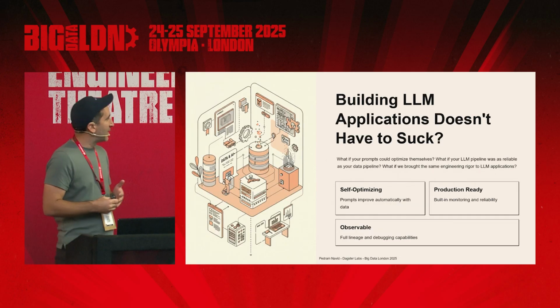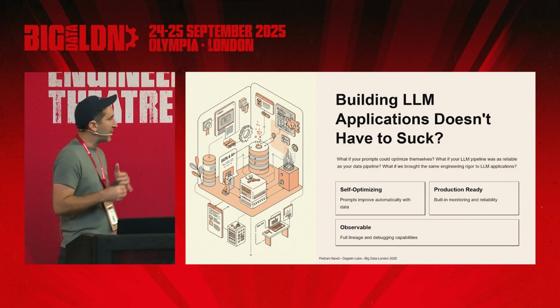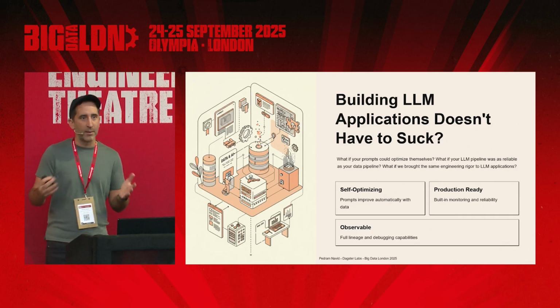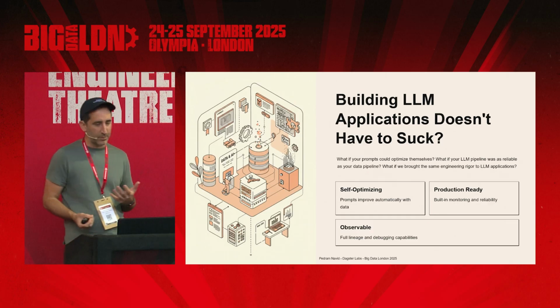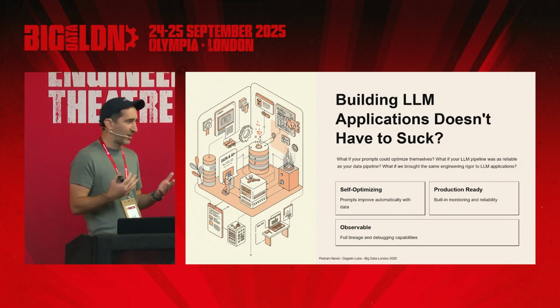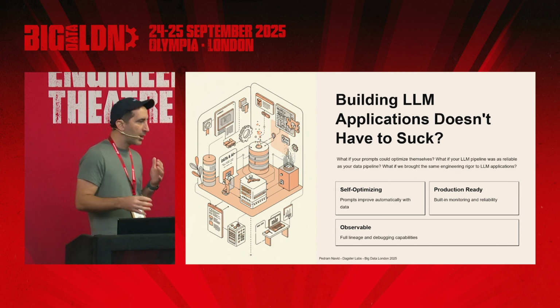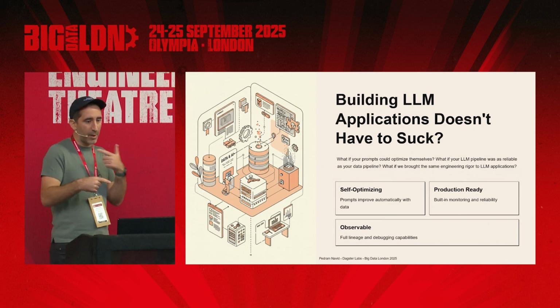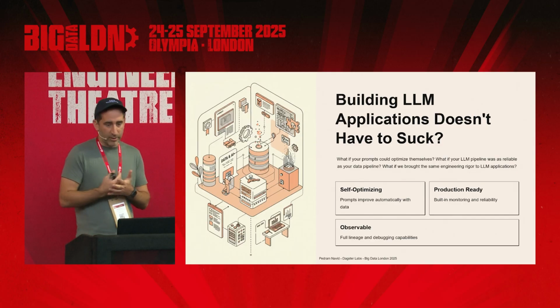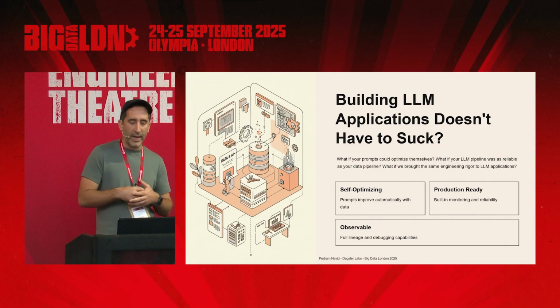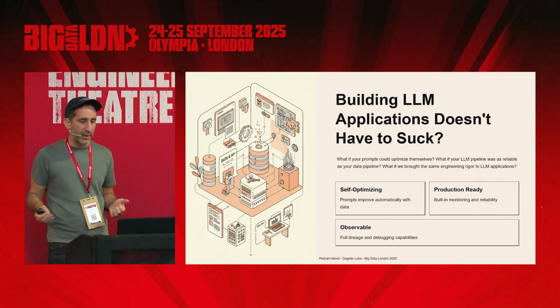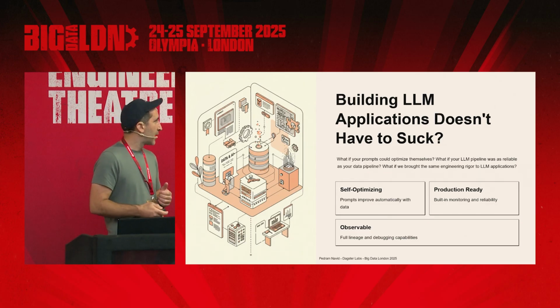So the thing is, maybe it doesn't have to suck though, right? Maybe this is just the beginning phases of LLM applications, and there are possibilities here of how we can make things a little bit better. It's possible to maybe have code that is self-optimizing, right? You start with a prompt, and given some inputs and some outputs that you expect, maybe the prompt could optimize itself. It's possible to build things that are maybe production ready, and maybe it's possible to have observability, full lineage of your LLM pipelines.